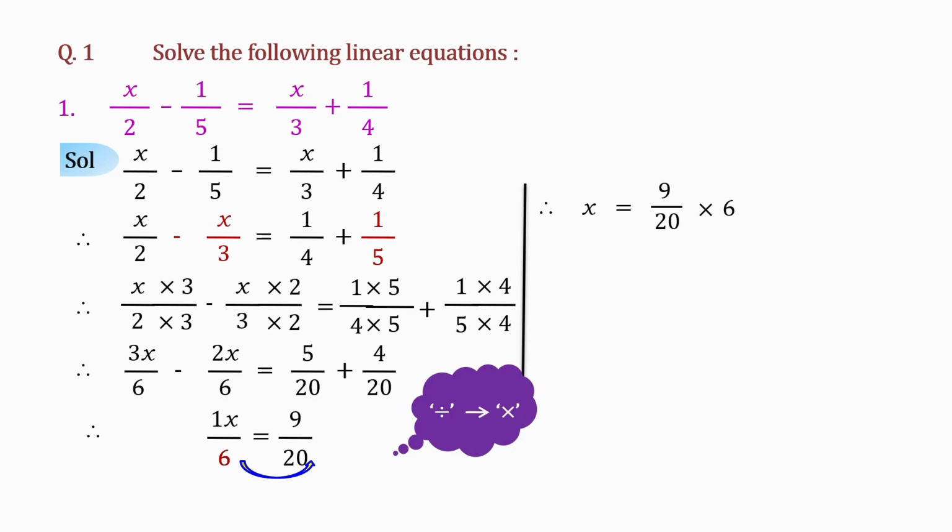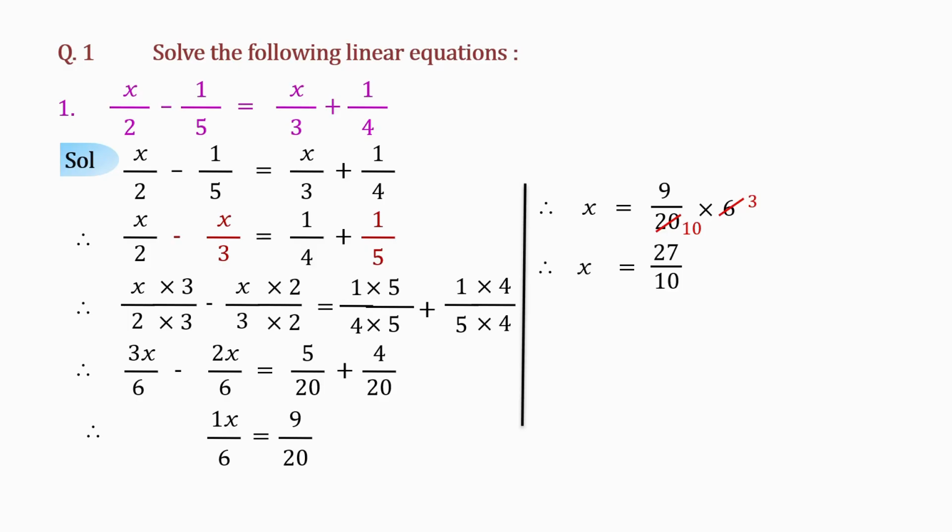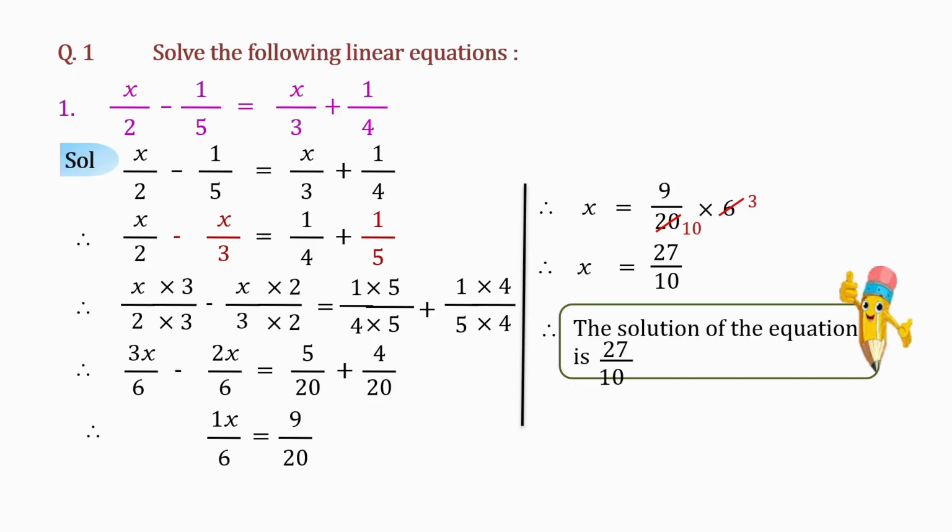So now in this case, 6 should be multiplied. Let us simplify it to the simplest form, which comes 27 by 10. So the x value is 27 by 10. So the solution of the equation is 27 by 10.